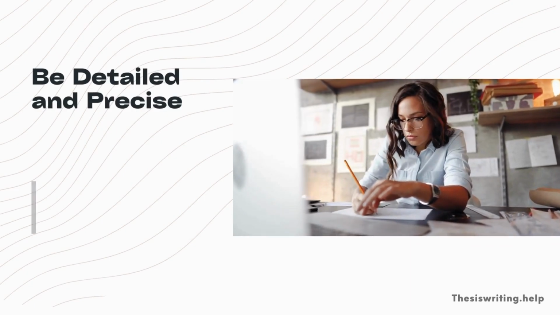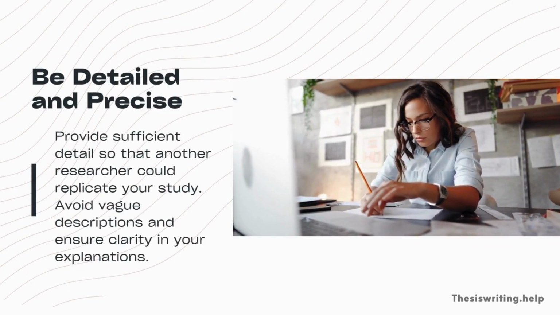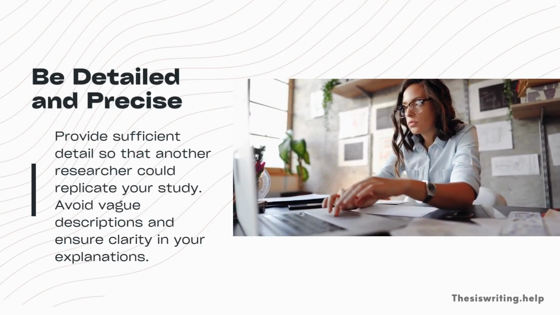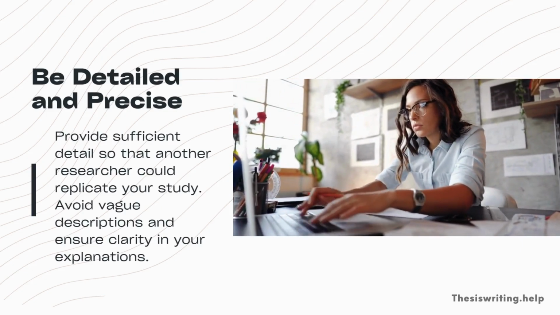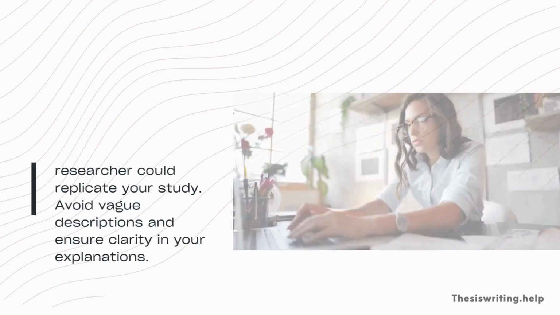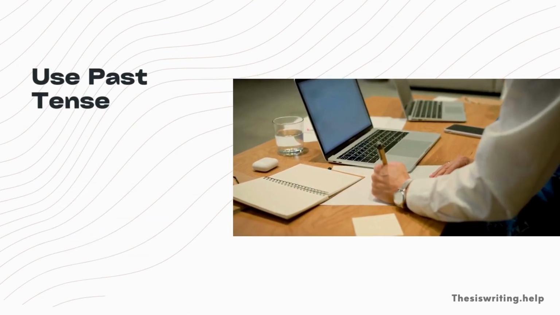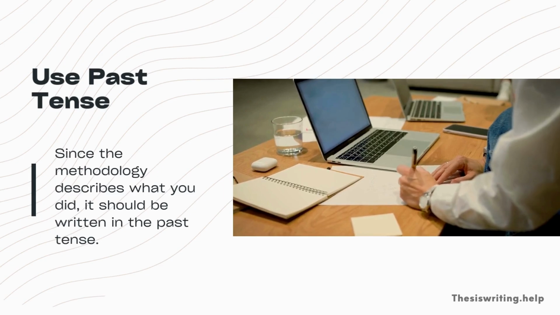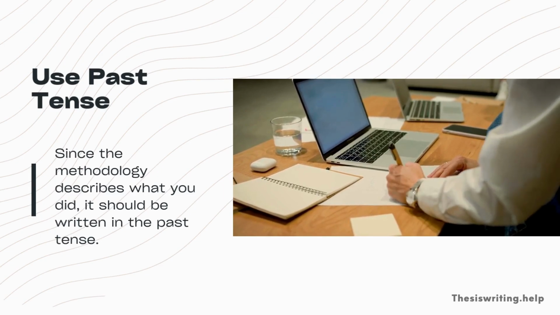Number 1. Be detailed and precise. Provide sufficient detail so that another researcher could replicate your study. Avoid vague descriptions and ensure clarity in your explanations. Number 2. Use past tense. Since the methodology describes what you did, it should be written in the past tense.